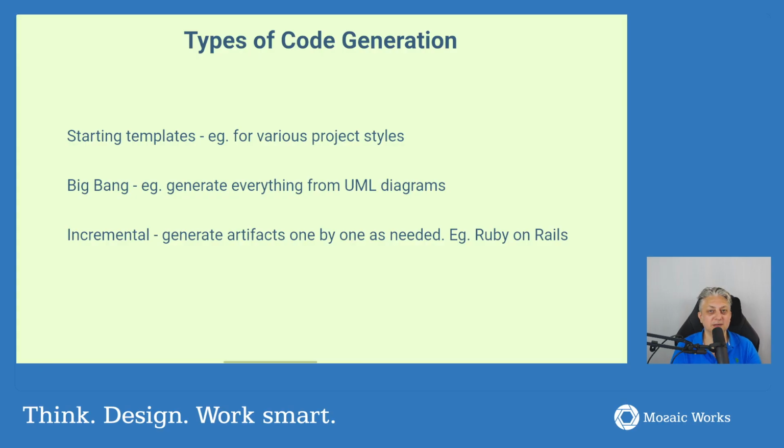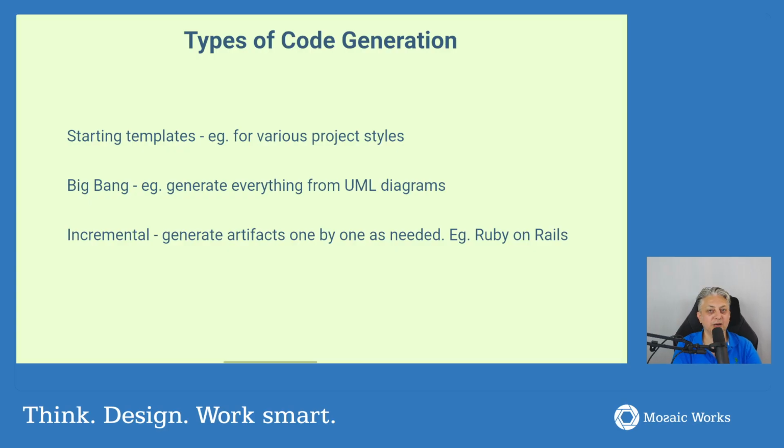Then there is a kind of code generation which I call Big Bang code generation. The perfect example is tools that start from UML diagrams and generate everything for you. If you define in your UML diagrams components and then classes, maybe, they will generate all the files, everything there is for you.